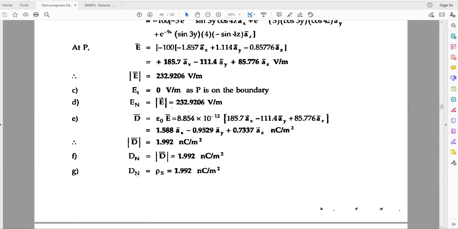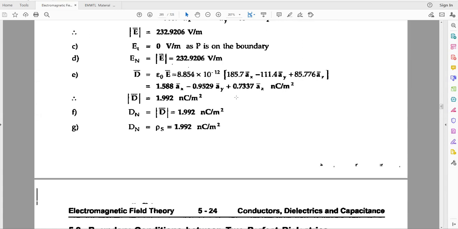And the Dn is equal to the rho s, because the point P is on the boundary. The normal component is equal to the surface charge density only. The rho s in the boundary condition, what we assume here, rho s is equal to 1.992 nanocoulomb per meter square. Okay, my dear students.